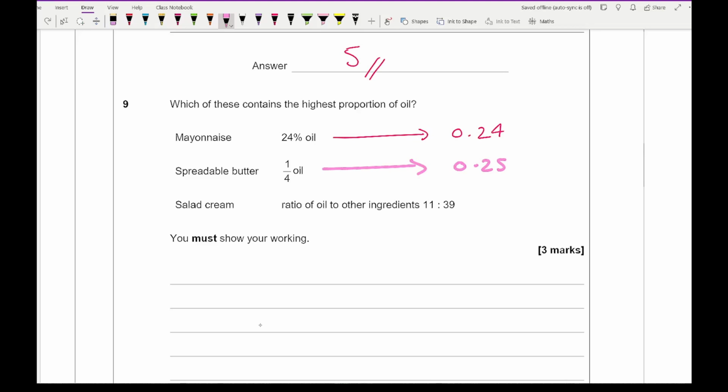Then for the salad cream, again looking at the ratio, that's going to be 11 out of, no, it's not out of 39, it's out of the total number of parts, which is 50. And that's going to give me an answer of 22 over 100, so that's going to be 0.22. So then out of these three numbers, which one is the highest? It's going to be spreadable butter.